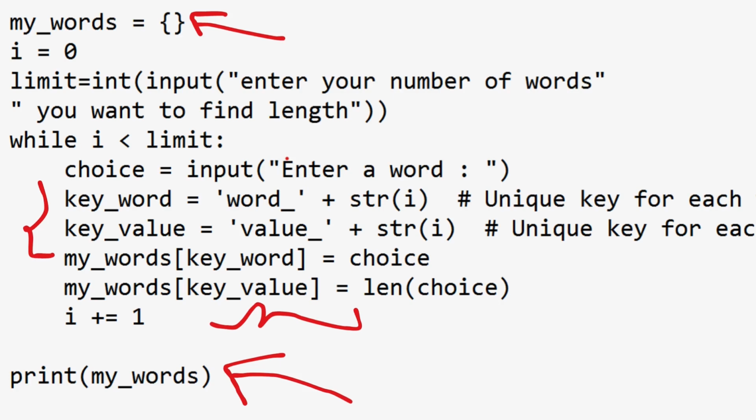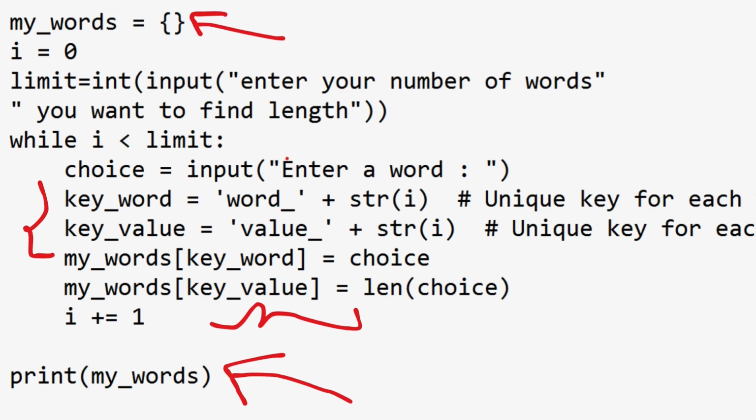Now the i value is incremented to 1, and we check the while loop condition once again. 1 is less than 3, of course, so the condition is satisfied. We enter the while loop again, and again we enter a word. Now we can enter the word goat. So the choice variable right now refers to the value goat.